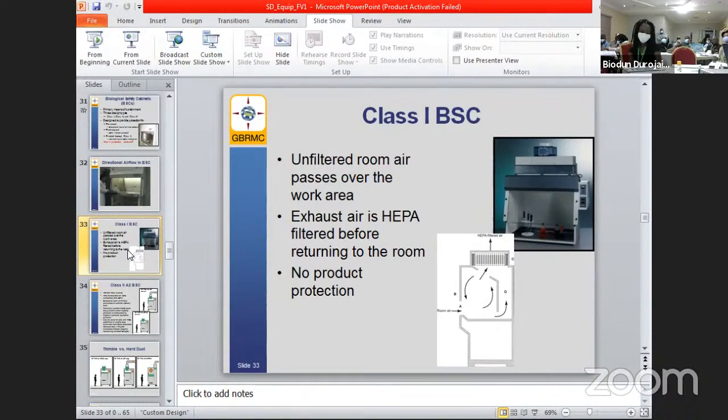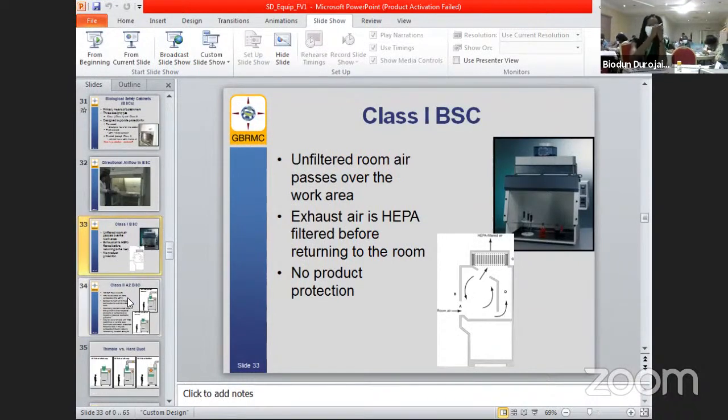That's what? No product protection. So please check it somewhere, because we will get to exercises that will help us differentiate when we have to select the things we have to consider. There is one negative concerning class 1: no product protection, but it protects personnel.